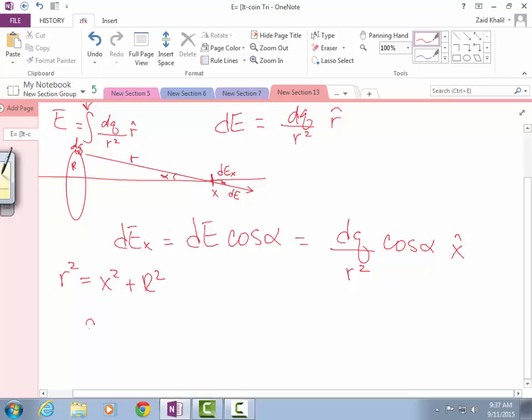Now dq, before I do this, what is the cosine of alpha equal to? It's equal to x over little r, right? Which is equal to x over the square root of x squared plus r squared.